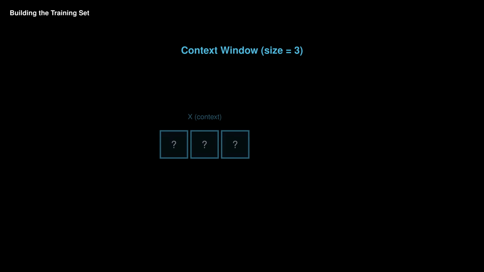The key idea is the context window. We choose a fixed size, say 3. At each step, we look at the last 3 characters and predict the next one. The context is X. The next character is Y. Before the name starts, we pad with underscores.